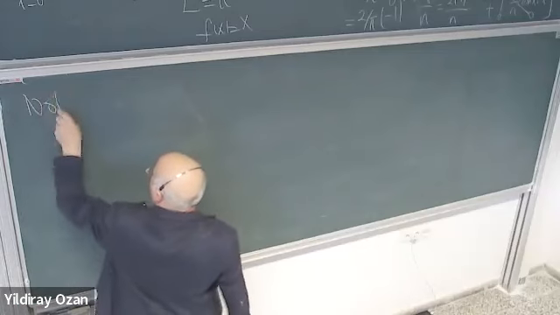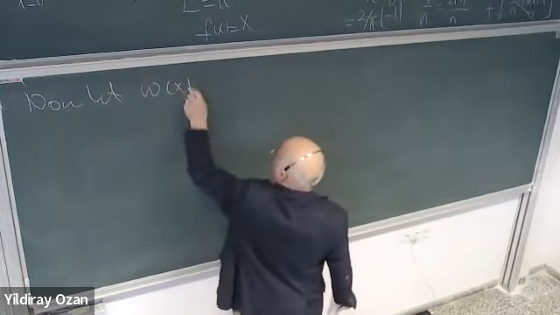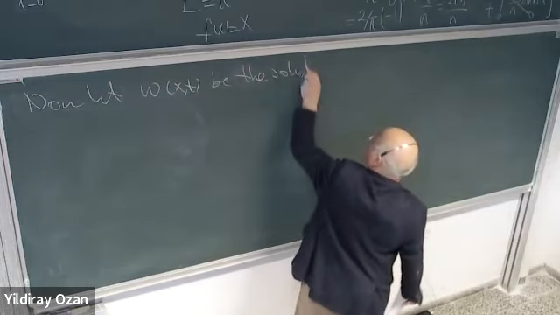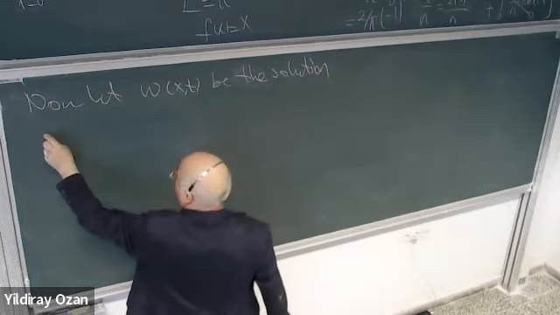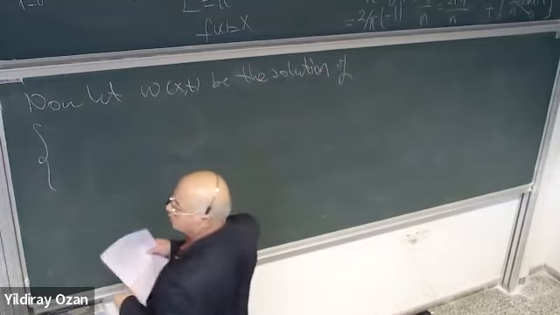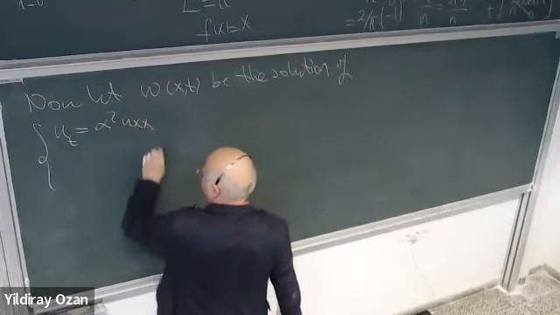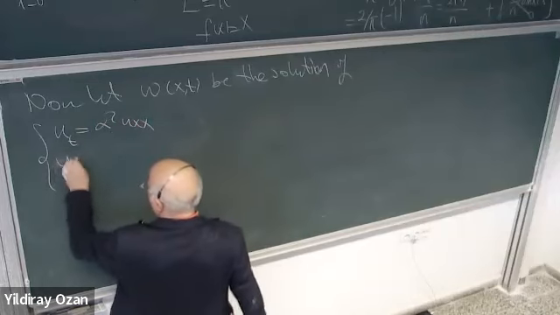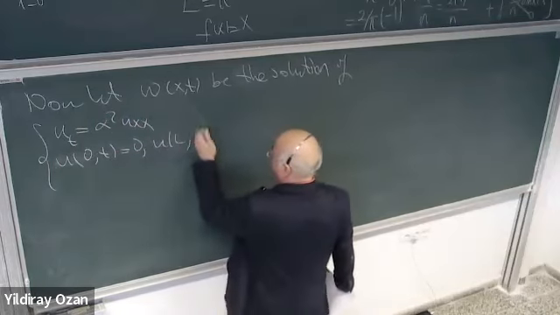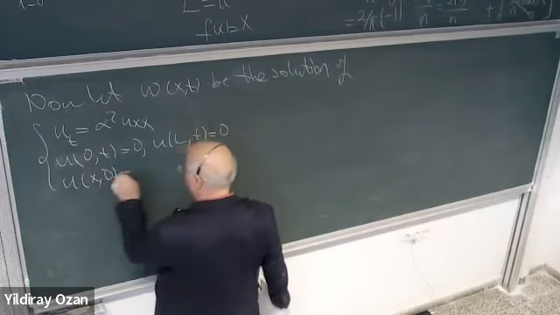Note that. Now let w(x,t) be the solution of this problem: u_t = alpha squared u_xx, w(0,t) = 0, w(L,t) = 0, and w(x,0) = f(x).